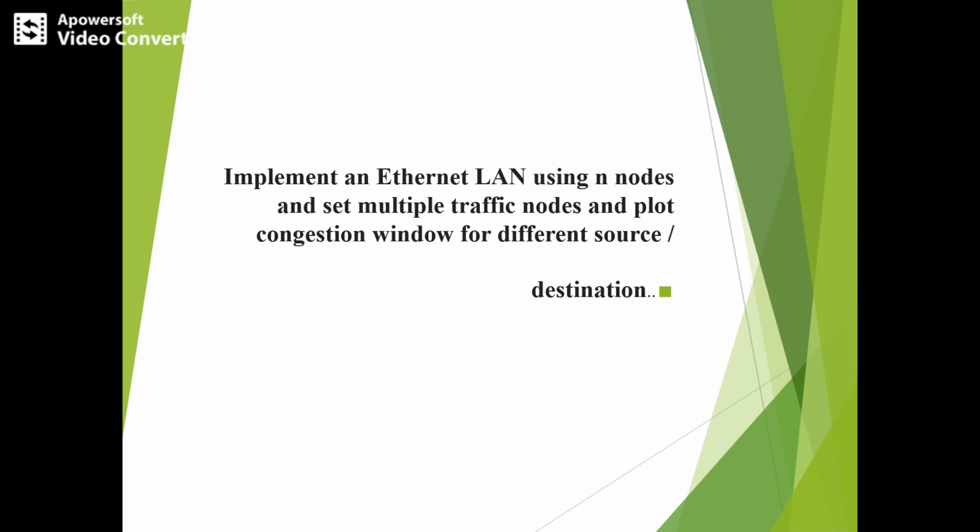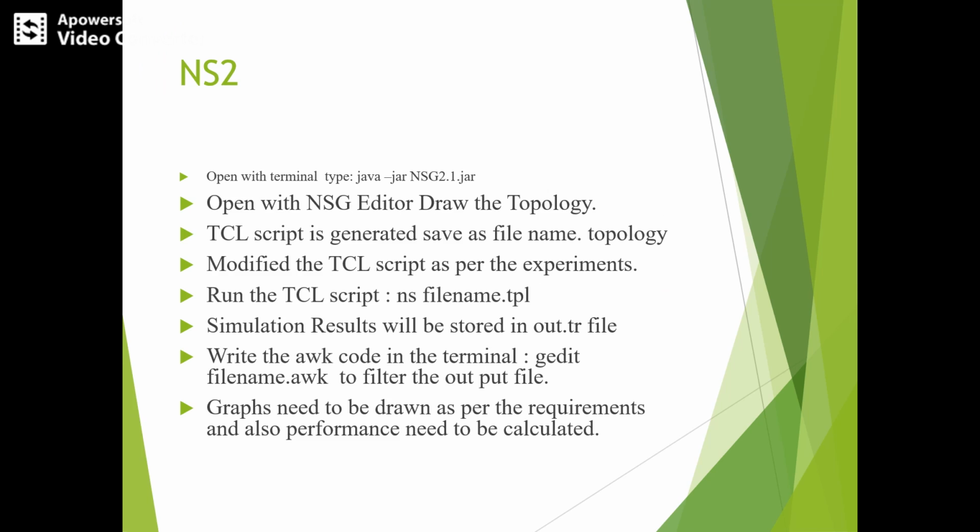Hello everyone, today I am going to give a demo on implementing an Ethernet LAN using N nodes, setting multiple traffic nodes, and plotting the congestion window for different source or destination by using NS2. By using NS2, you should open the terminal.